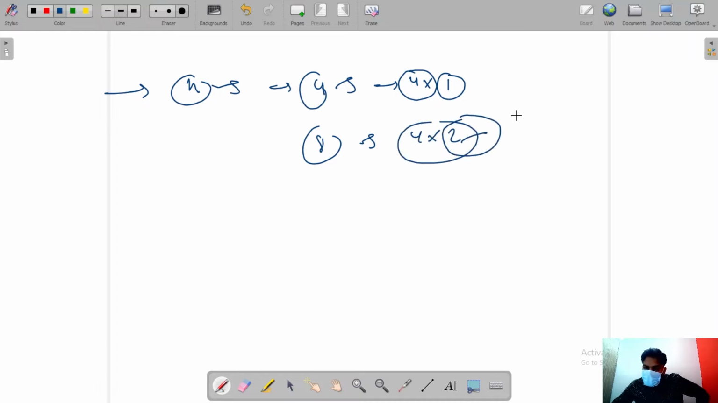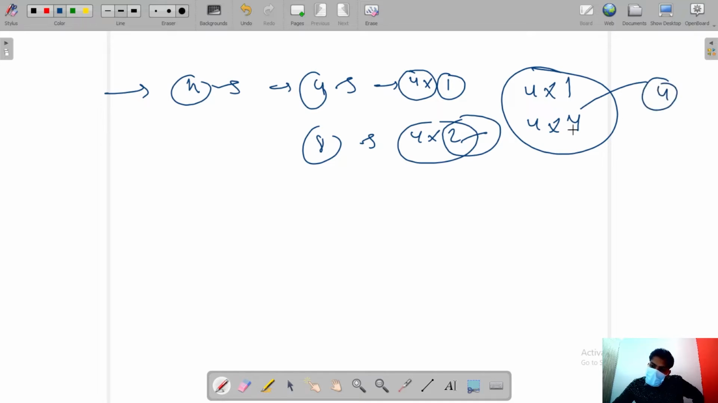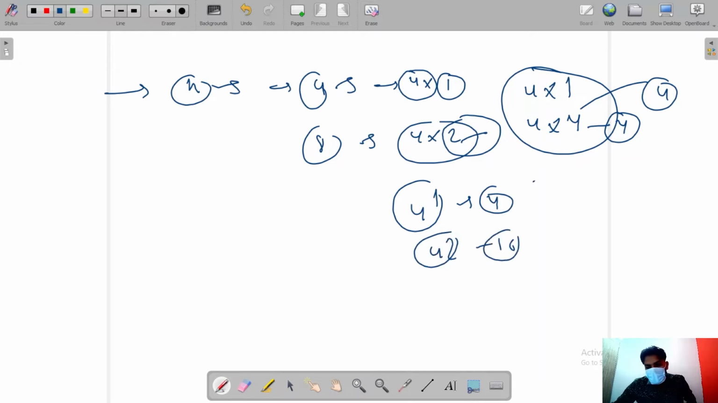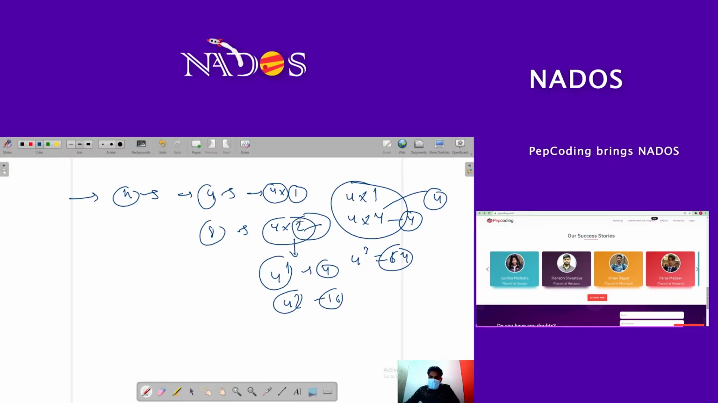Why? Because if we have to check whether any number is a power of 4, then this number will be valid, and this number is also a power of 4. Why? Because 4 to the power 1 equals 4, 4 to the power 2 equals 16, 4 to the power 3 equals 64. So this is not a power of 4. Why? Because this number is not a 4.